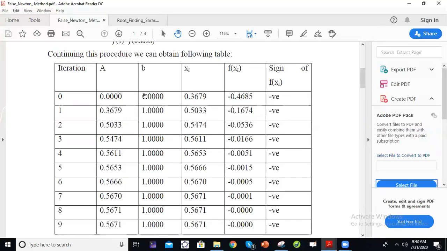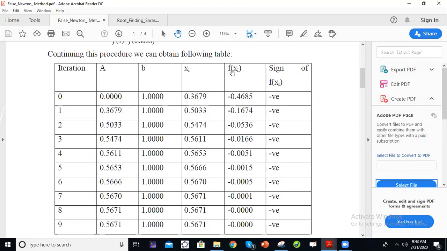Of the old 0 and 1, which do we take? If it gives a negative ordinate, we take 1, which gives the positive ordinate. Okay, the new a and b are 0.3679 and 1. Again we find x1 from the formula. By the false position method, we have 0.5033.